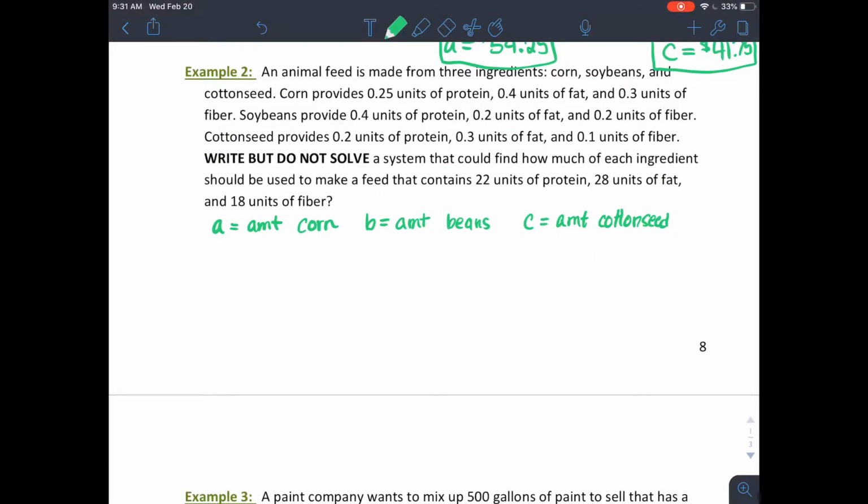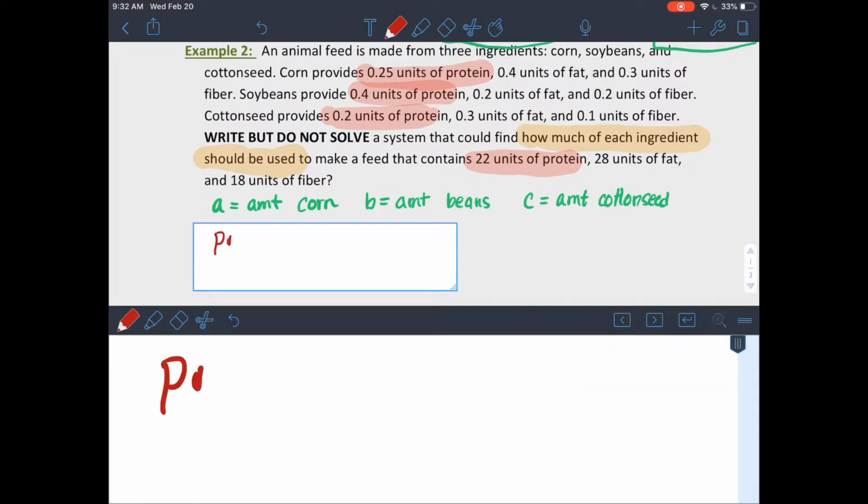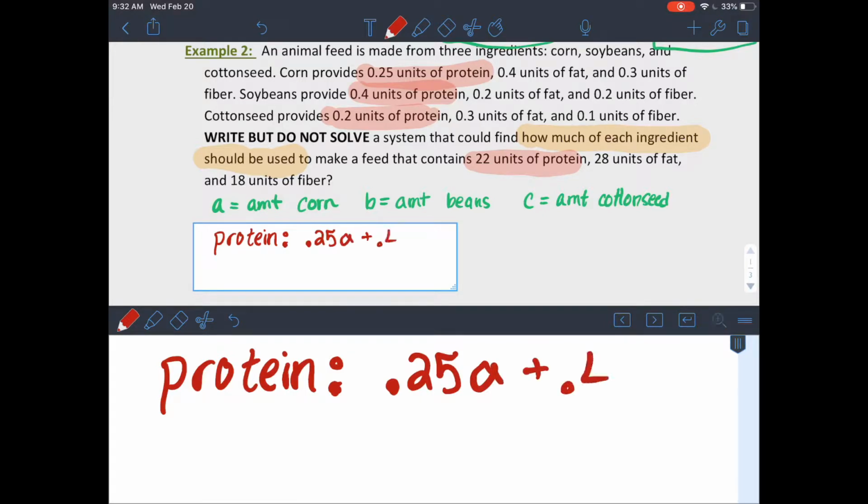All right, skip down. I already defined my variables. We're trying to figure out, we've got these 3 different ingredients in our animal feed, how much of each type we should use to get a certain amount of protein, fat, and fiber. So if I need 22 units of protein in this mix, let's write an equation that's going to guarantee we get that amount of protein in this animal feed mix.